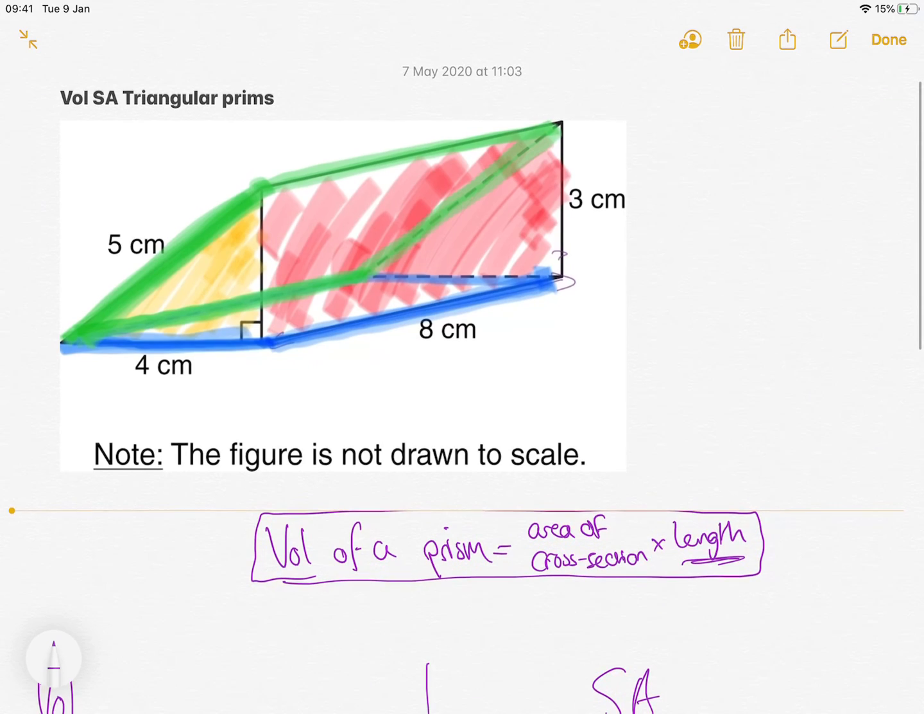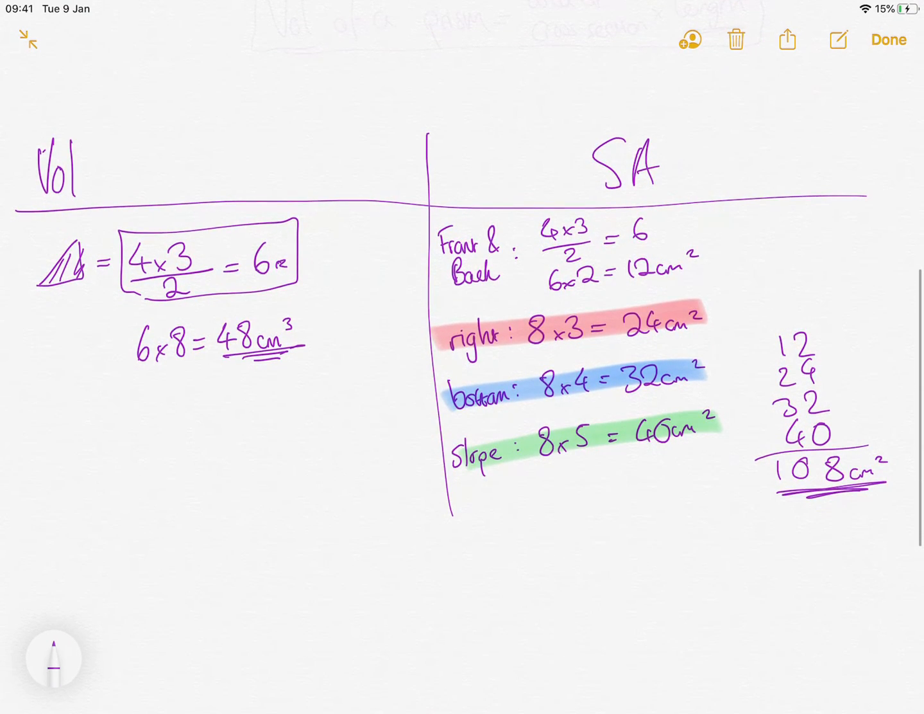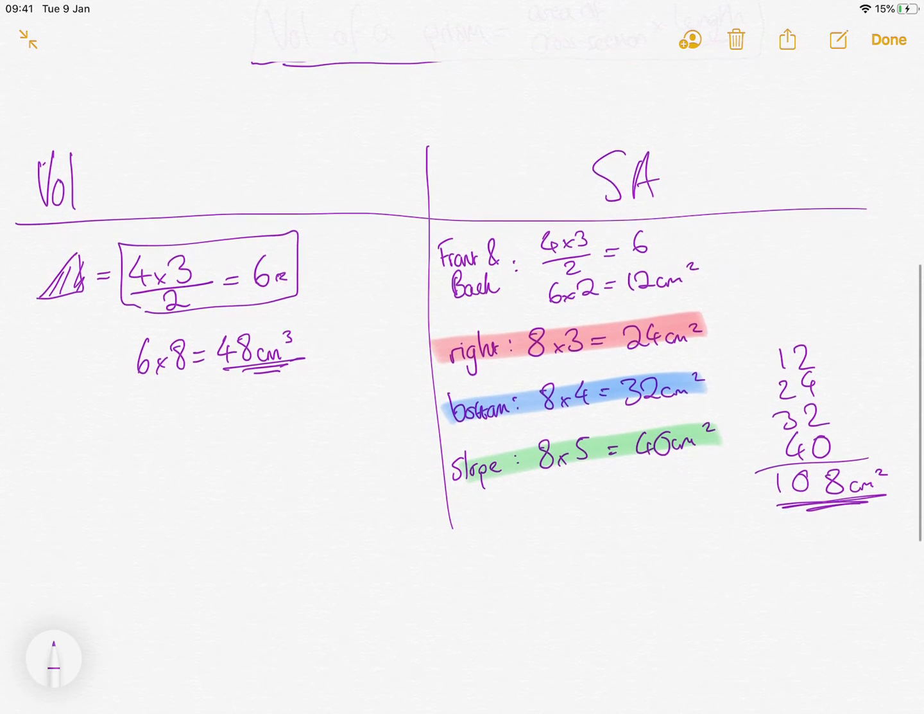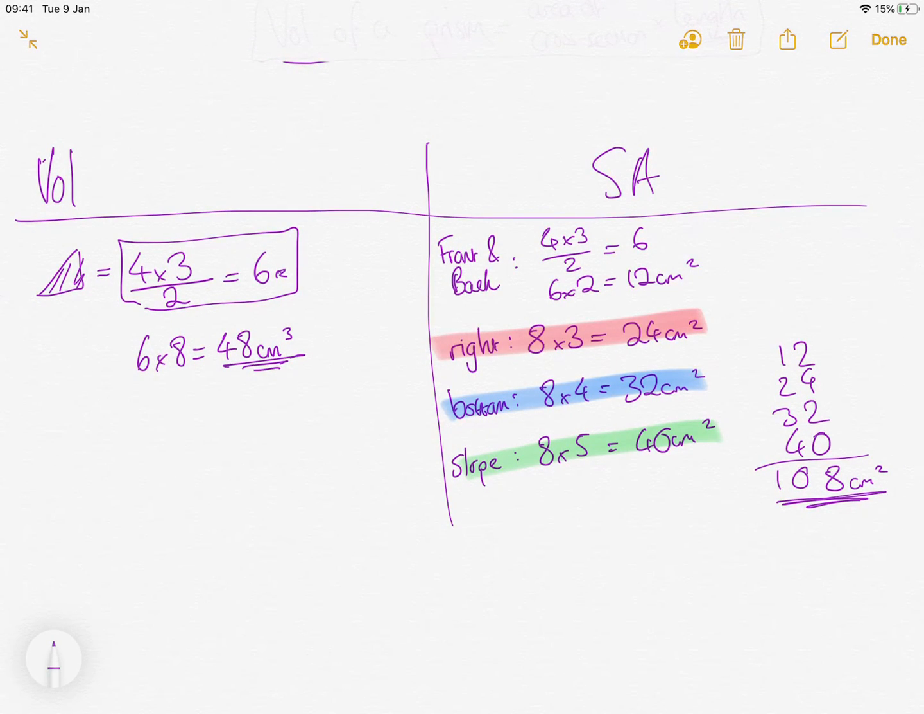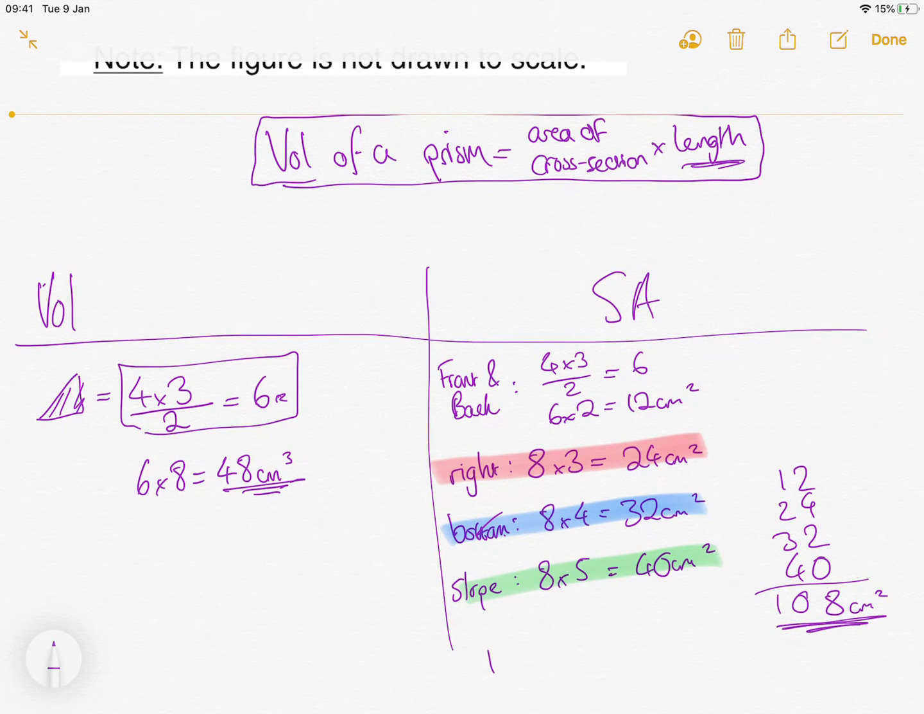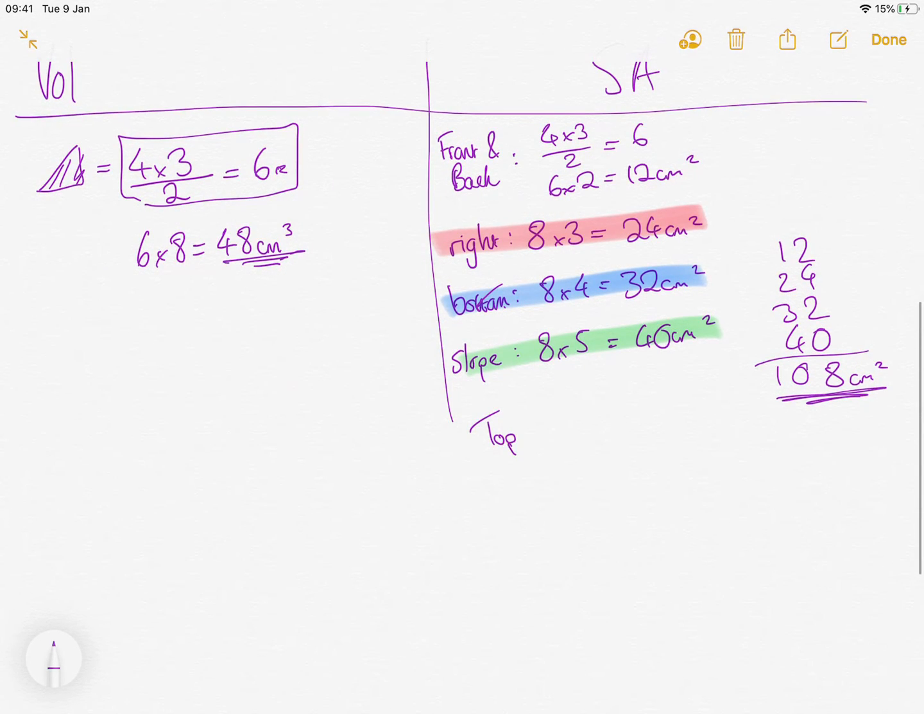Right. I'll just leave that on the screen. You can pause it on there. Make sure you've got it down in your book. And then if you just want to make any top tips for yourself, think about, well, there's 2 triangles and 3 rectangles on a triangular prism. So you're always looking to have the area of 3 rectangles and 2 triangles.